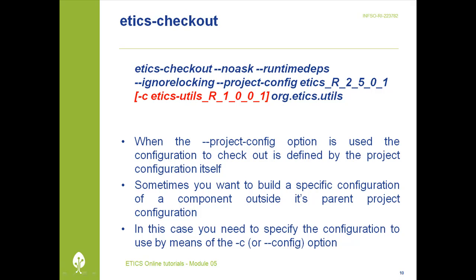However, sometimes you want to build a specific configuration of a component inheriting properties from a project configuration that contains a different configuration of your component. In this case, you need to specify explicitly which configuration to take using the -c or config option. If no-ask is not used, the client will interactively warn that the requested configuration does not belong to the project configuration and will wait for confirmation.